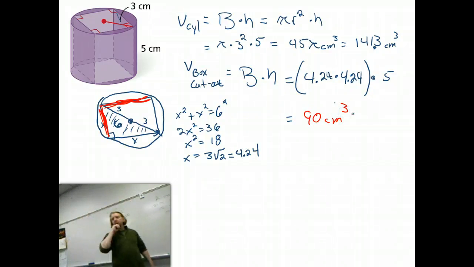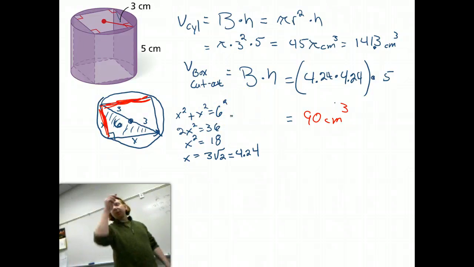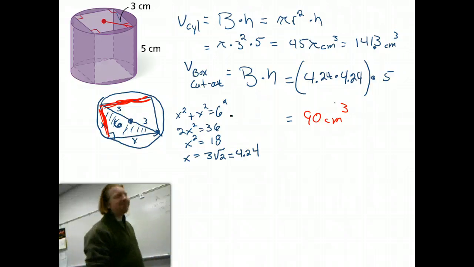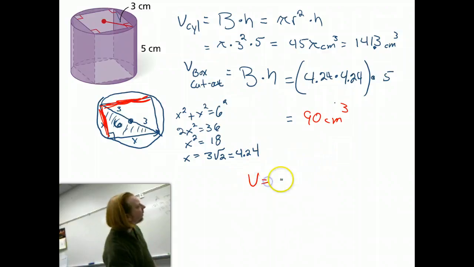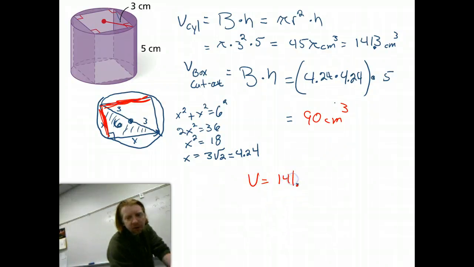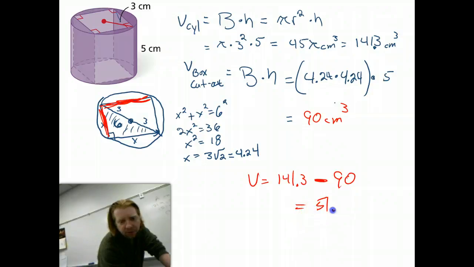How do you know it's a square? Because I know the diagonals are going to be equal to each other, and they're all right angles. Because remember, it's all built off that radius. And now I can go ahead and say, well, the final volume then of my prism is 141.3 minus the cutout, 90, puts me at 51.3 cubic centimeters.